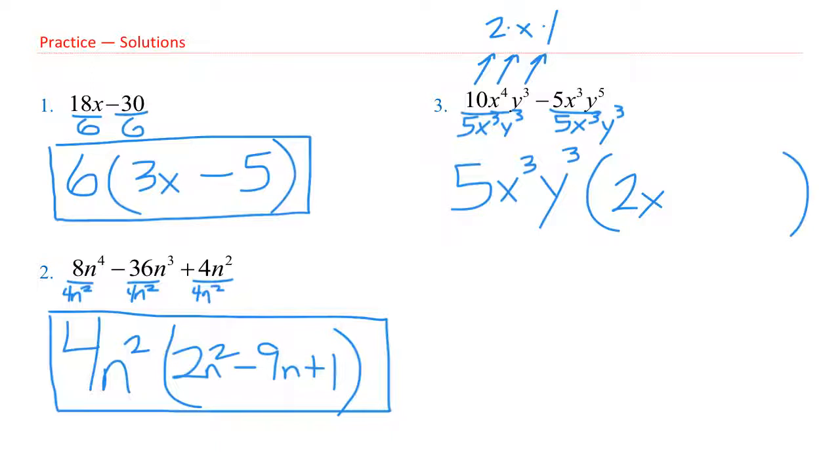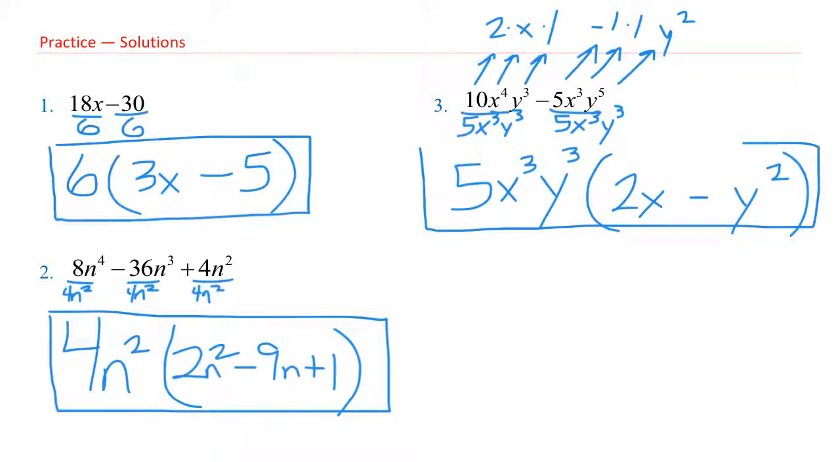Now for the second quotient, let's look at this. Negative 5 divided by 5 is negative 1. X to the third divided by x to the third is 1. Y to the fifth divided by y to the third is y squared. So we have negative 1 times y squared. All we really need to write for that is minus y squared. So our factored expression, with everything simplified, is 5x to the third y to the third times parentheses 2x minus y squared. Let's move on to the last practice problem.